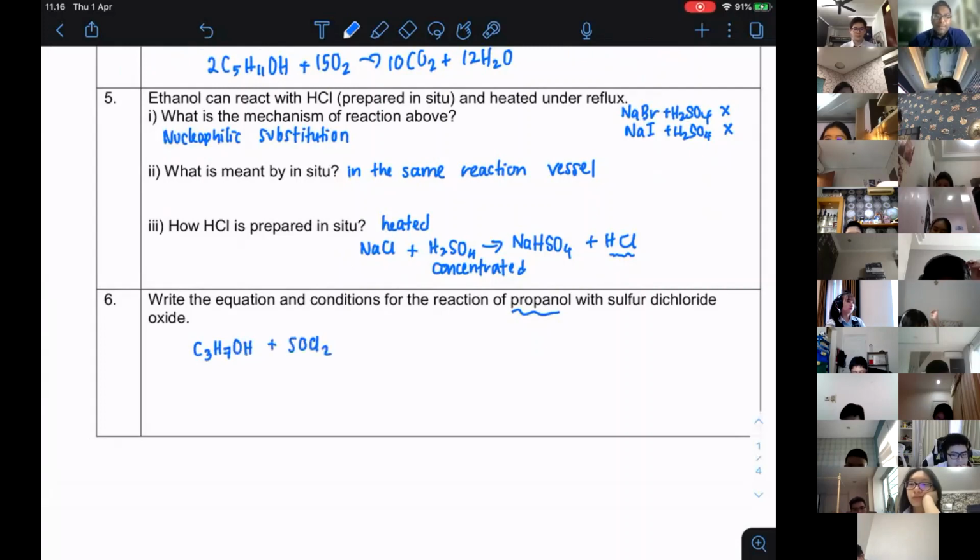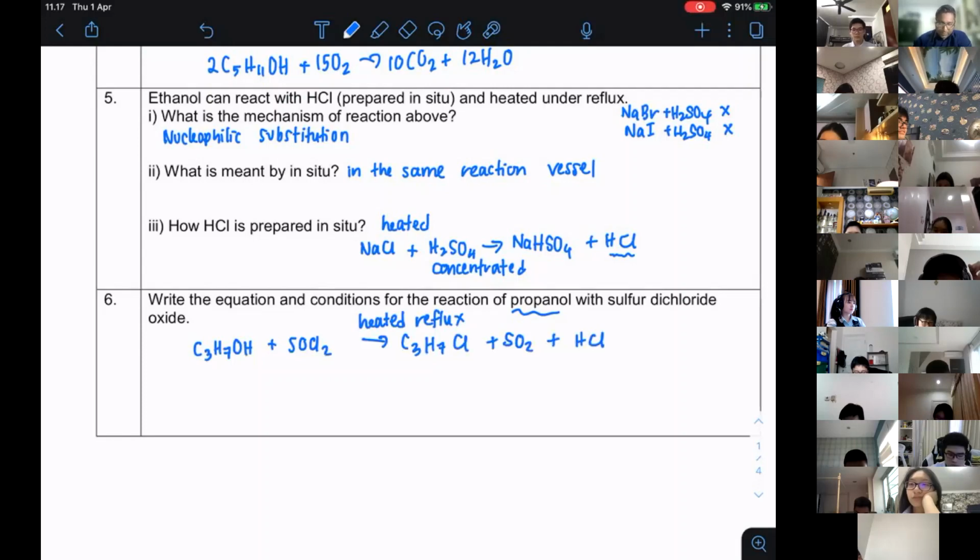This is a substitution reaction. You substitute the OH, so it is quite easy when you want to write down the equation. You just put the Cl over there. They are going to give you SO2, and then you are going to get HCl. So you are going to get this, and everything is going to be balanced as well. Do remember these two are gases.